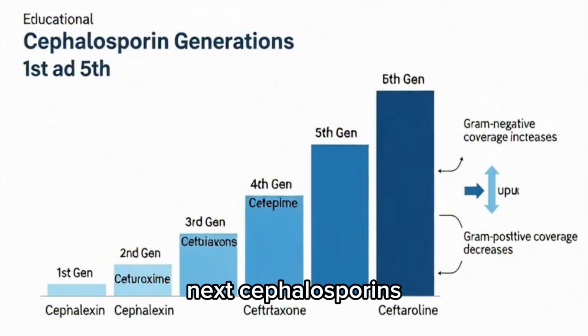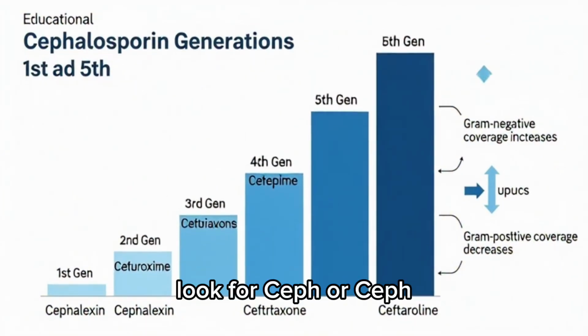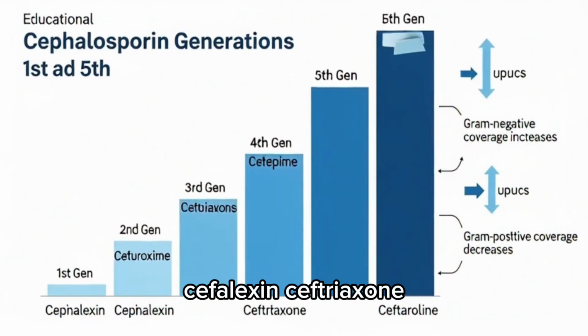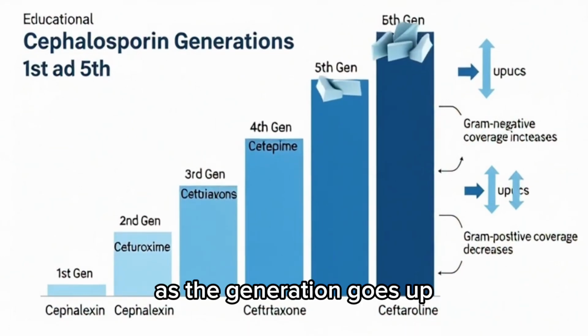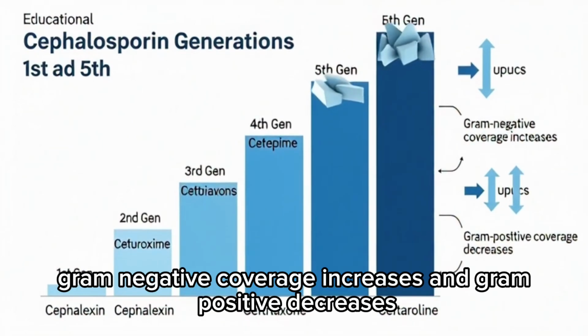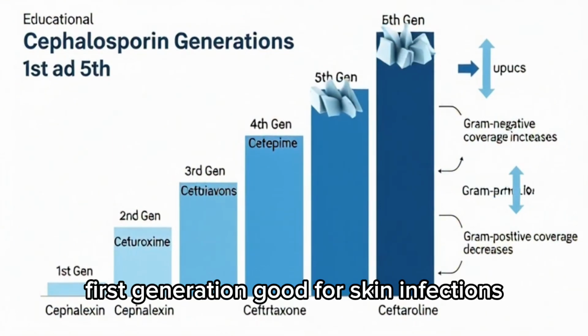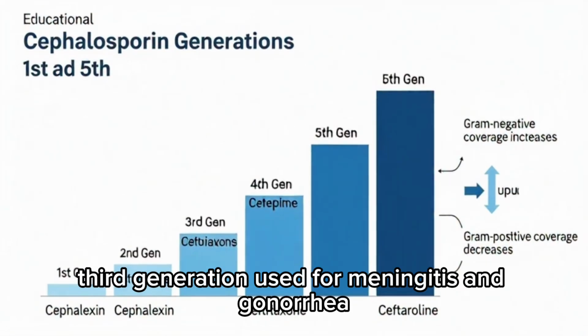Next, cephalosporins. Think of them as penicillin's cousins. Look for Ceph or Cef: Cephalexin, Ceftriaxone, Cefazolin. They come in generations. As the generation goes up, gram-negative coverage increases and gram-positive decreases. First generation, good for skin infections. Third generation, used for meningitis and gonorrhea.